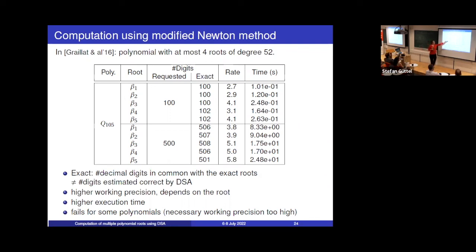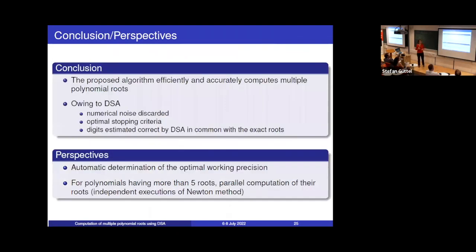You can see that the rate is much higher than on the previous slide, so we need a higher working precision. This working precision actually depends on the root. You can notice also a higher execution time. And as I said previously, the method fails for some polynomials because the necessary working precision would be really too high. And so as a conclusion, the proposed algorithm efficiently and accurately computes multiple polynomial roots.